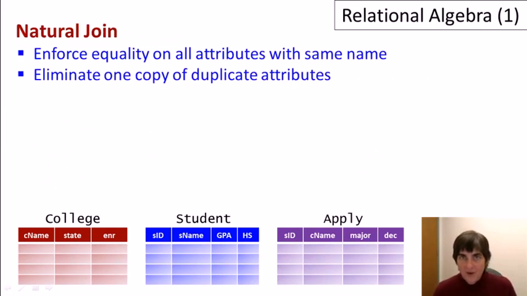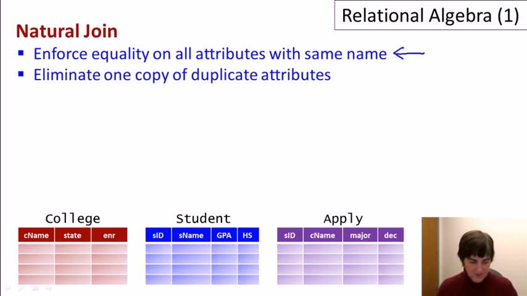Now we've seen how the cross product allows us to combine tuples and then apply selection conditions to get meaningful combinations of tuples. It turns out that relational algebra includes an operator called the natural join that is used pretty much for the exact purpose. What the natural join does is it performs a cross product, but then it enforces equality on all of the attributes with the same name.